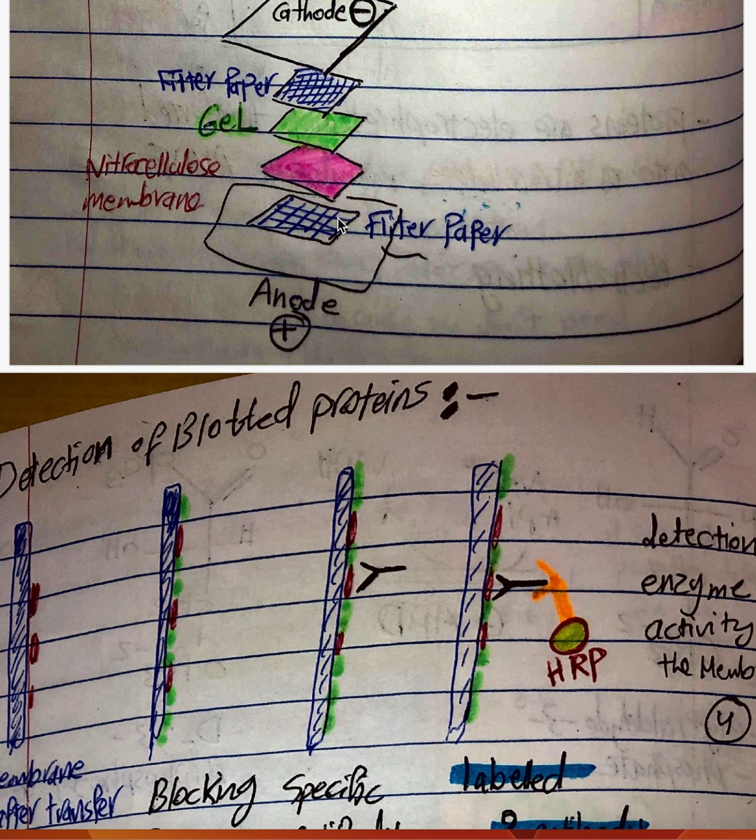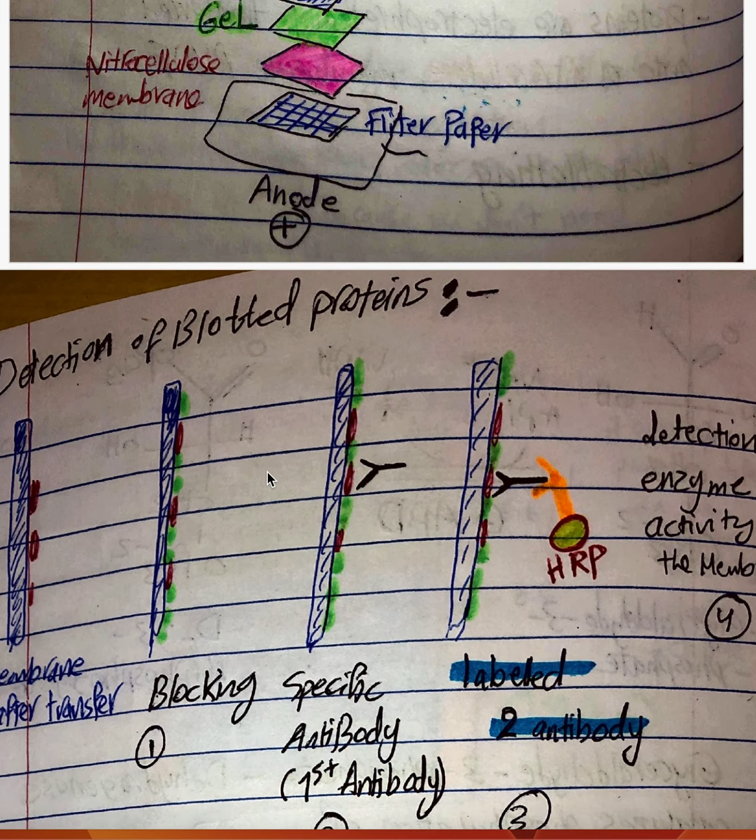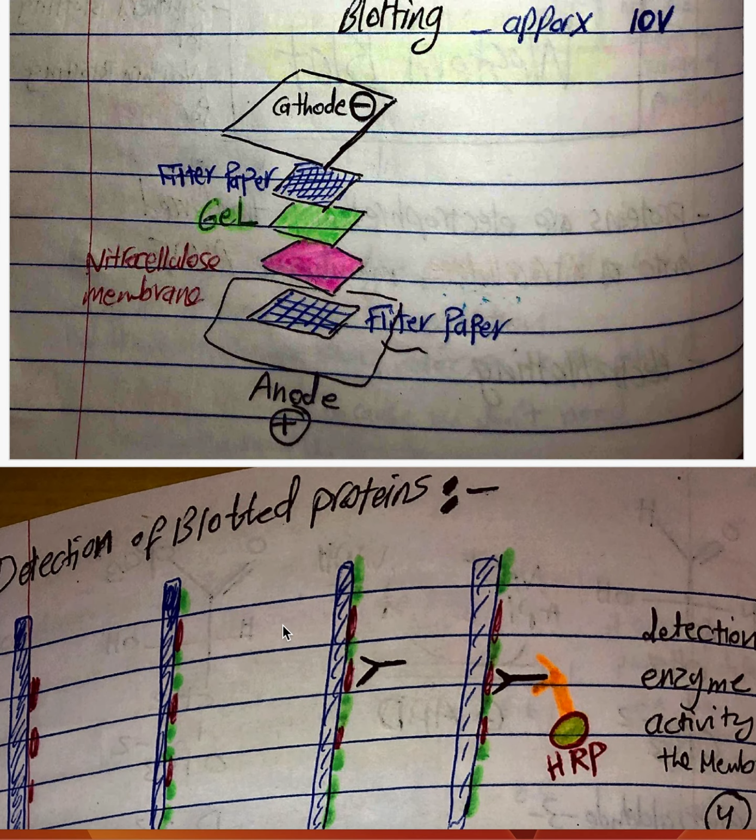Why do we call Western blotting immunoblotting? Because it detects by using antibodies. That's why we say immunoblotting. So, as you can see from all these steps of the Western blotting, there are 5 steps to detect it.